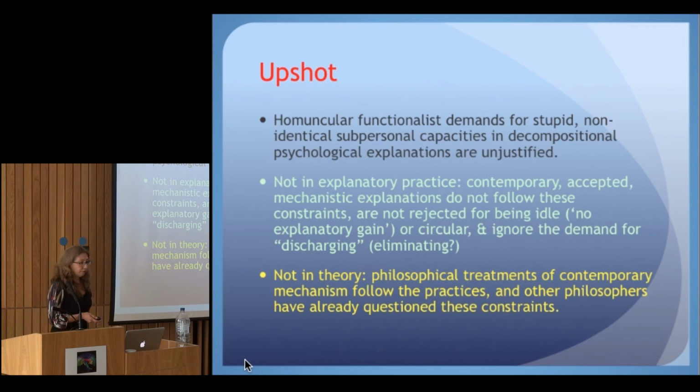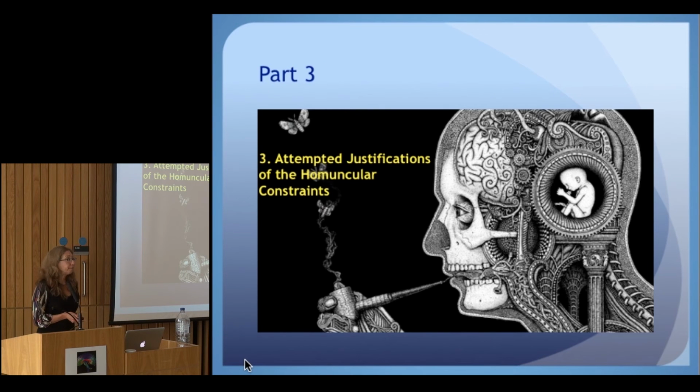It's also that there doesn't seem to be any theoretical defense either. Philosophical treatments of contemporary mechanism follow the scientific practices, and as I mentioned before, Margolis and Sober, among others, have questioned the constraints for theoretical reasons. Okay, so the last section is about ways you might say, well, maybe there's still some way to justify the constraints that make homuncular functionalism different from general mechanistic explanation.